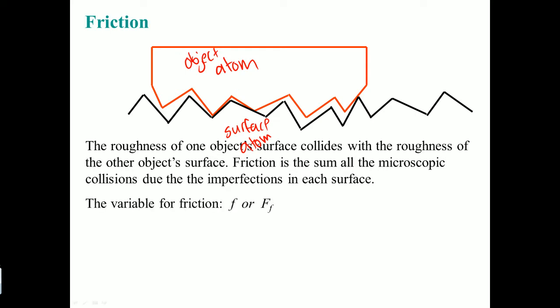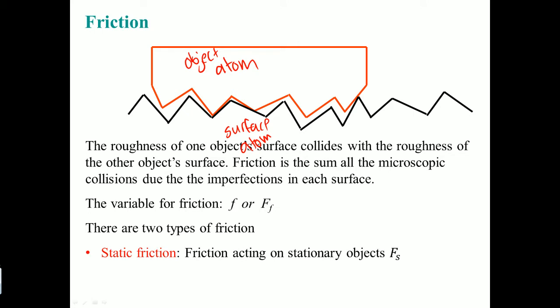The variable that we use for force of friction, you might see it as the squiggly F, or you might see it as the force of friction. That's what the F is, so you could write it either way. There are two types of friction that we work with here. We work with static friction, which is F of S, on a stationary object, and if the object is moving, we call it kinetic friction, F of K.